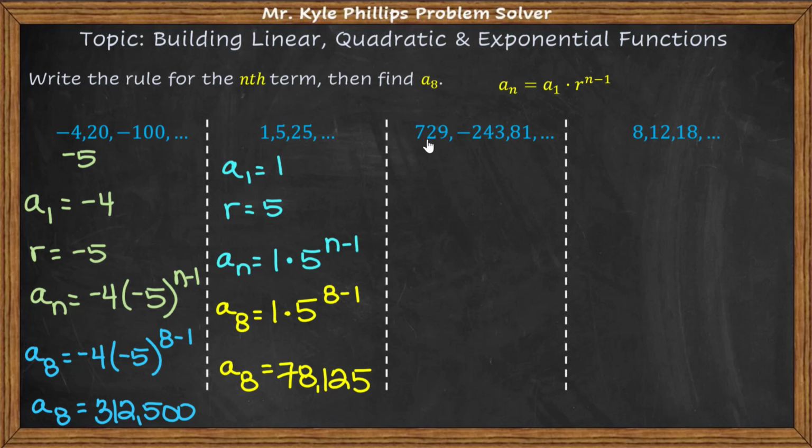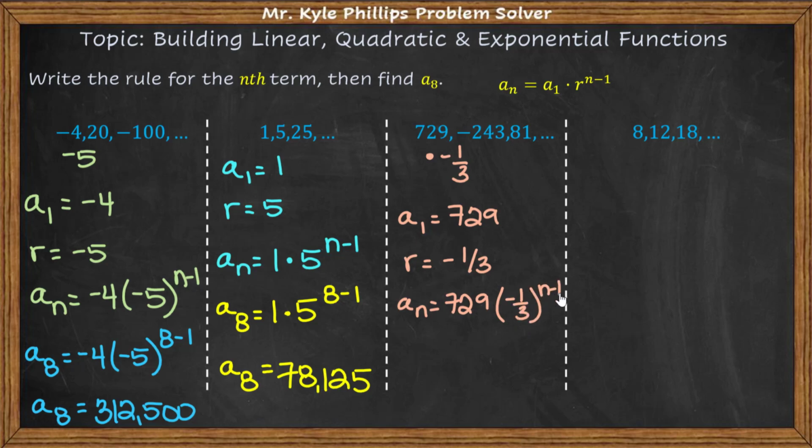Okay, here 729 to 243. The ratio here is going to be a fraction, so the easiest thing to do is divide. So 729 divided by -243 is -3. So what I'm multiplying by is -1/3. So my first term is 729. My common ratio is -1/3. So my nth term is going to be 729 times -1/3 to the n minus 1. All right, that's the general form for your geometric sequence.